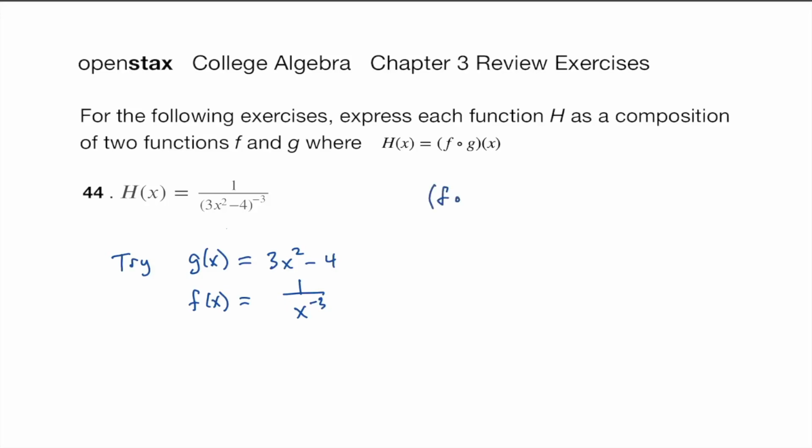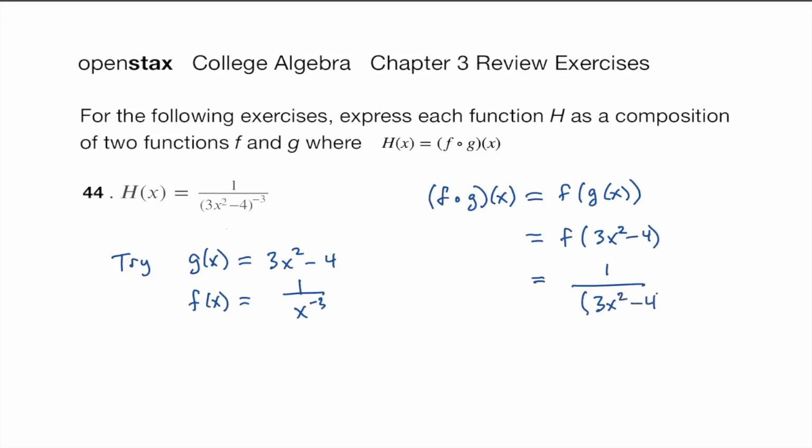So f composed with g at x is equal to f of g of x. Okay, so g of x is, we're going to replace that with 3x squared minus 4, because that's what g of x is. And now wherever we see an x in the f function, we need to replace it with 3x squared minus 4. So we're going to have 1 over, and instead of x, it's going to be 3x squared minus 4. And we have to raise that to the minus 3. And that is our h of x.